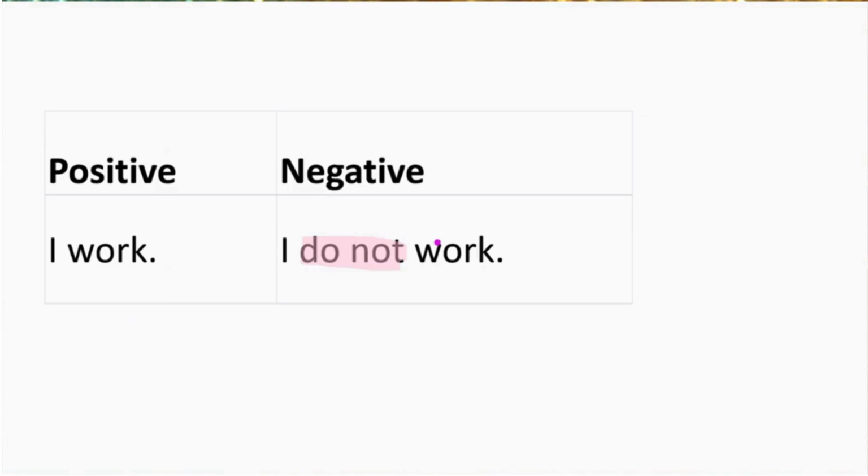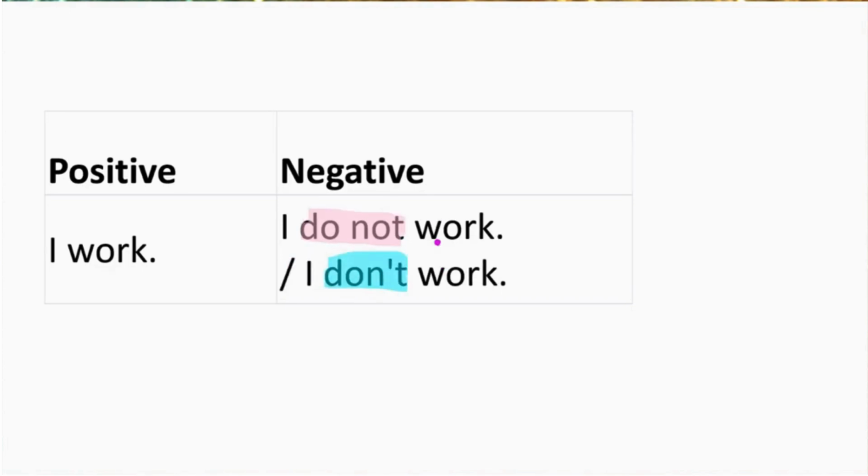Now let's go back to our example, I work. It's a positive sentence. How to make negative sentence? I do not work. We add helping verb do and add not next to it. I do not work. That's a negative sentence. I do not go. I do not help. I do not eat. I do not sleep.